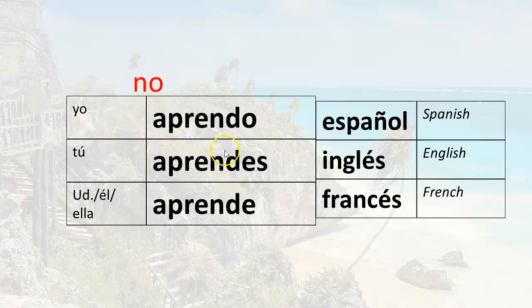If you want to negate it, you would say yo no aprendo, I don't learn. Tú no aprendes, you don't learn. Usted no aprende, you don't learn. Él no aprende, he doesn't learn. Ella no aprende, she doesn't learn.